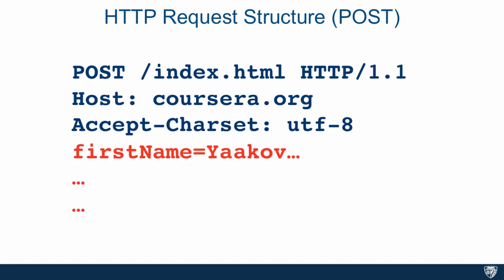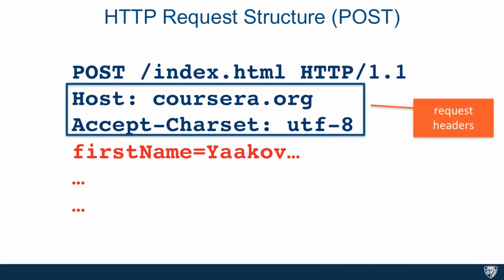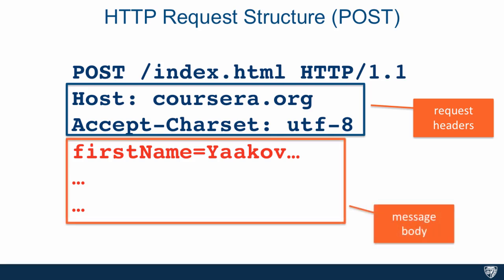There are a few parts that exist on pretty much every POST request, which is the first line, the POST request itself, followed by some request headers. In this example, Accept-Charset is telling the server that our browser knows how to process the UTF-8 character set. And after that, we have the message body. This is where the data is being passed to the server. So this is the POST request.